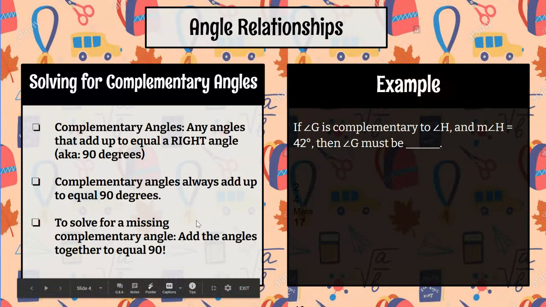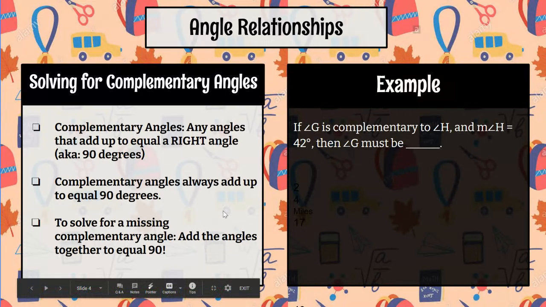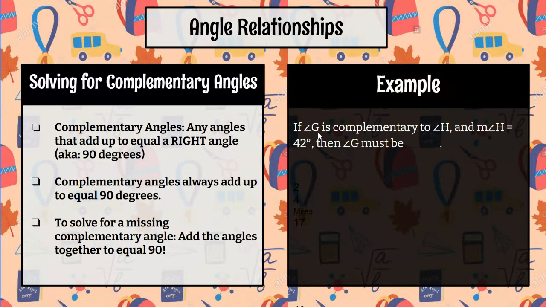So if it asks you for a missing complementary angle, you are going to take the angles that it gives you, add them together, and set it equal to 90 degrees. I've got this question off to the right. It says if angle G is complementary to angle H, this symbol means angle, and the M means measure, the measure of angle H equals 42 degrees, then angle G must be blank. So angle G is my missing angle here, so I need to solve for it.